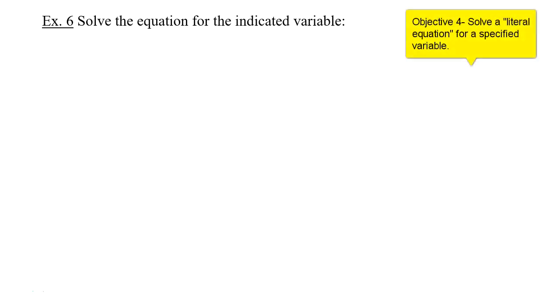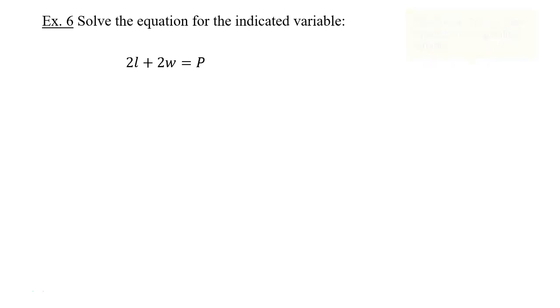Number 6, it says solve the equation for the indicated variable. So this type of question is called a literal equation, where they want us to isolate one of the variables. So they will always tell you what variable to use. This time they want us to isolate for W. So I have the equation 2L plus 2W equals P.